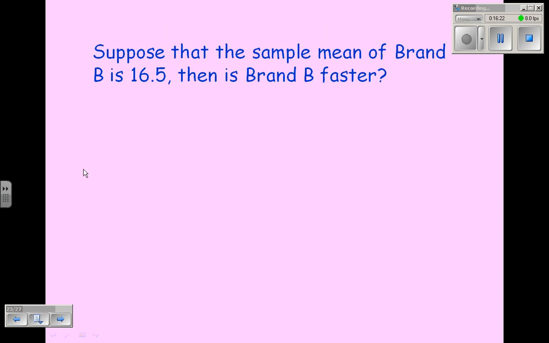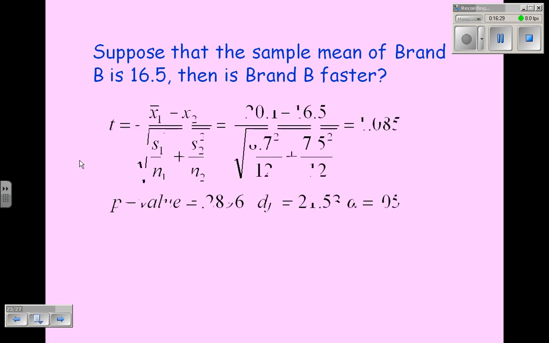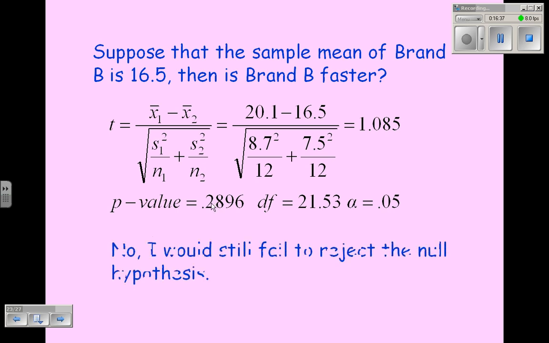All right, suppose the sample mean of brand B is 16.5. Does that change things? Does that make brand B faster? So we would do a new test statistic and change it to 16.5. We get a new t-value, and we get a different p-value, but the p-value is still pretty big. So no, it doesn't change anything at all.